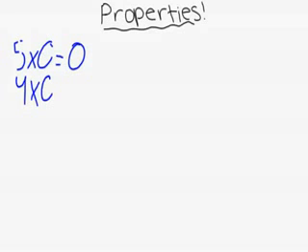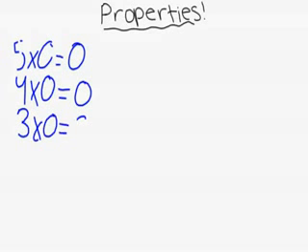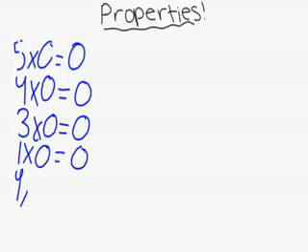4 times 0 equals 0. 3 times 0 equals 0. 1 times 0 equals 0. And 4,128 times 0 equals 0.